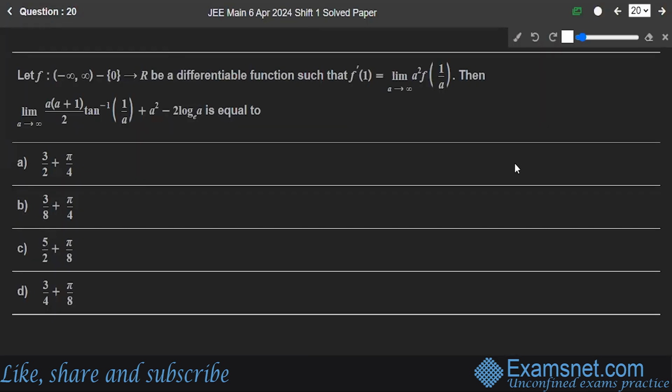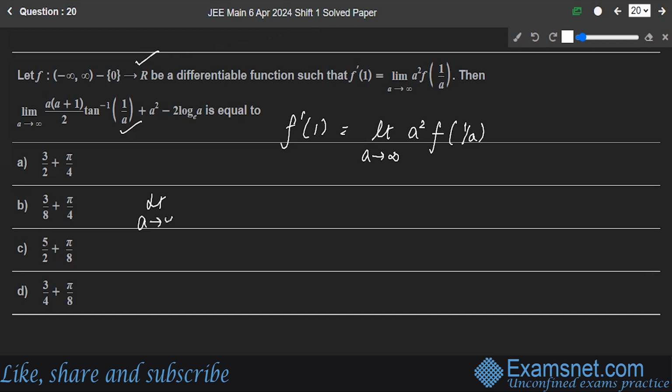Question number 20. Let f be a function from minus infinity to infinity except 0, belonging to real numbers, be a differentiable function such that f dash of 1 is equal to this. Then limit a approaching infinity, this whole expression is equal to what? So you are having this function and also you are given f dash of 1 is equal to limit a approaching infinity a square f of 1 by a. So let's pick it up.